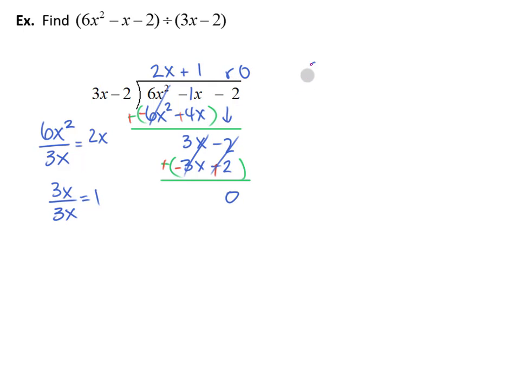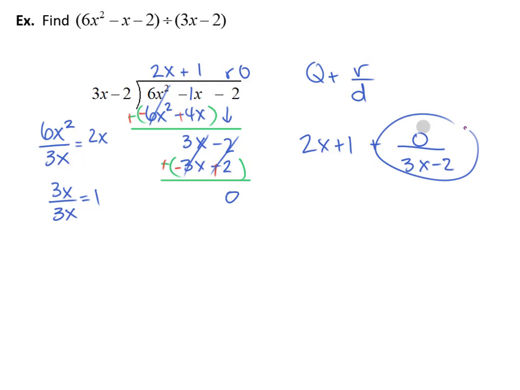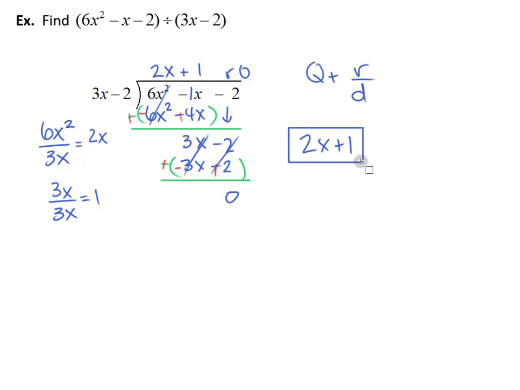So if we were writing this in our form, quotient plus remainder over divisor, our quotient is 2x plus 1 plus our remainder over our divisor. But again, as we said on the first slide, if my remainder is 0, we don't need this expression. We can omit it. And we can say our answer is 2x plus 1.